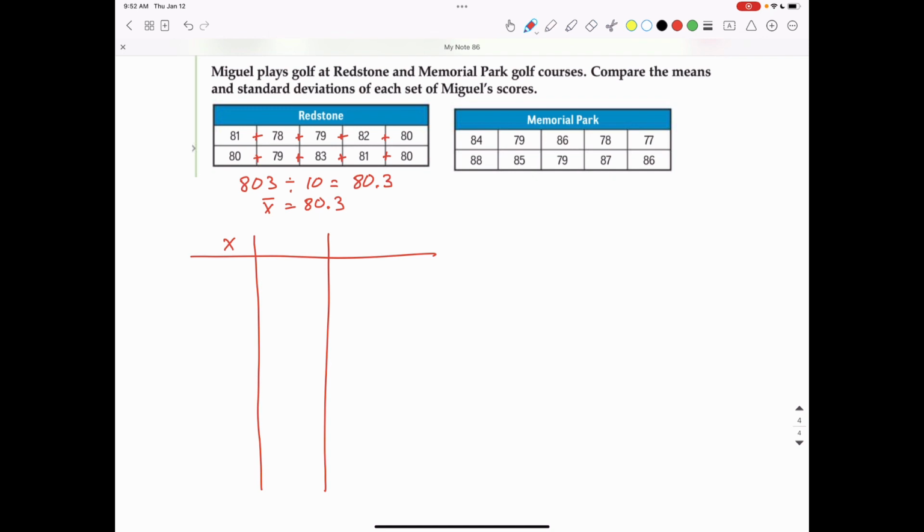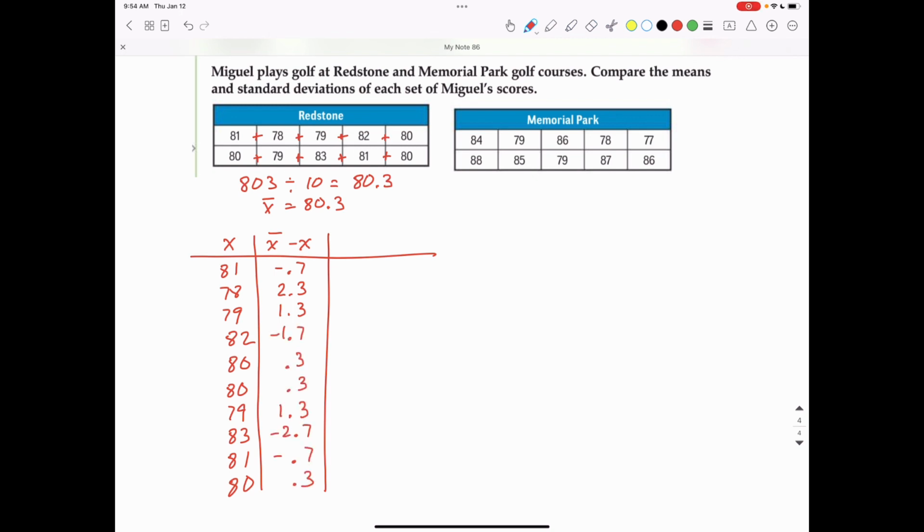The first column is just my data set, so 81, 78, 79, and so on. And there's the rest of the data set. The second column is going to be the mean minus each of those points. So it's going to start out with 80.3 minus 81, and that is negative 0.7. Then 80.3 minus 78 is positive 2.3. Then 80.3 minus 79 is 1.3. We do that for all of the points in the data set.